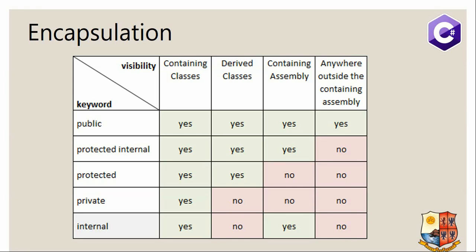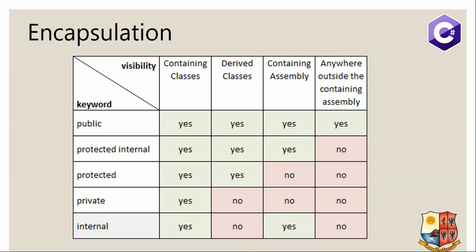Containing assembly means when I write a project in C#, and then I want to make the project available in VB code which somebody else is writing, I will assemble the C# code into one. So that's the containing assembly. And the VB part is the one which is outside the containing assembly. I hope you got it.